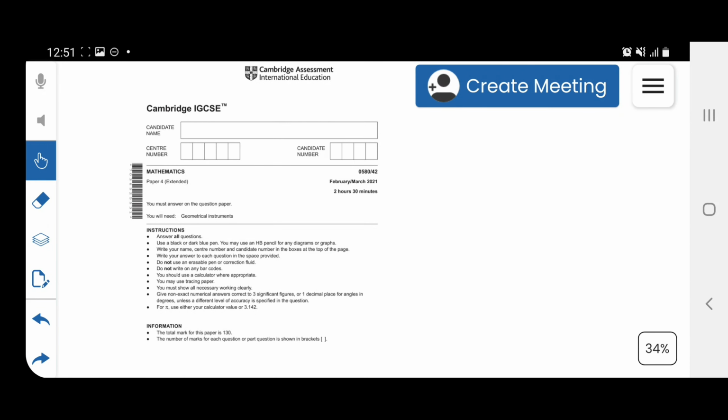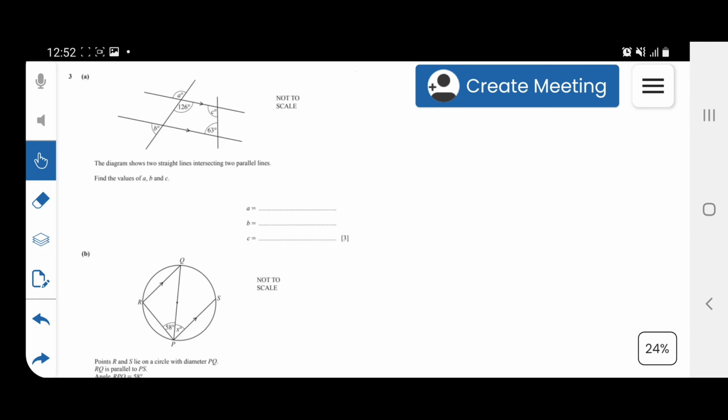Today we are going to solve mathematics paper 4 for February March, and specifically we are going to solve the geometry part, that is question number 3. Question number 3 has parts A, B and C. So here we have question number 3 part A.